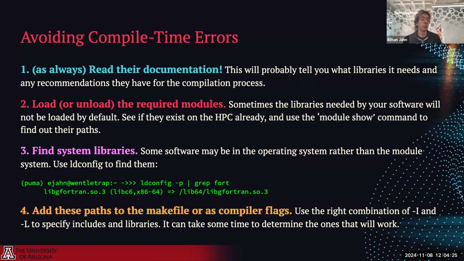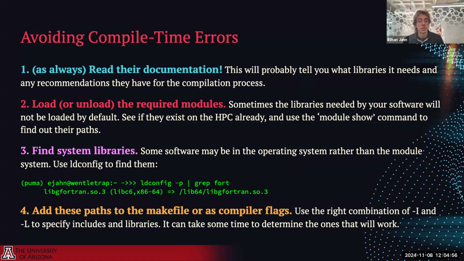Unloading would be necessary if the particular module that you need is in conflict with one that might already be loaded. For example, the Intel MPI module is not compatible with the OpenMPI module. So I would need to get rid of the first one in order to install the second one, right? Finding system libraries would also be part of identifying the libraries needed for compiling.